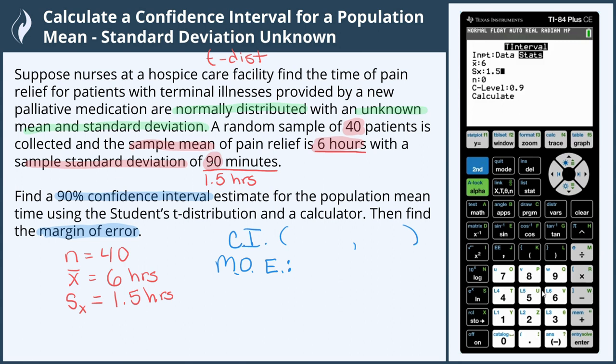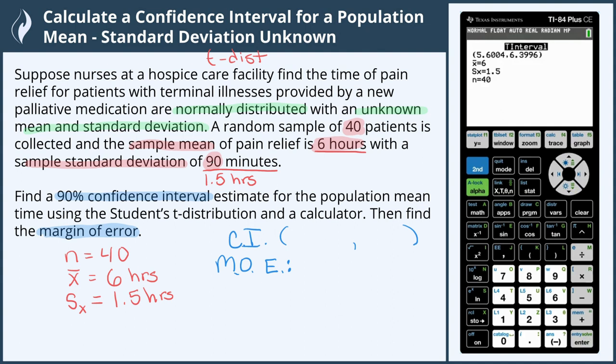And we have a sample size of 40 patients. So we'll type in 40. And lastly, we were told to find this as a confidence level of 90. And since this is already 0.9, we can leave that. And then we will calculate, giving us a confidence interval.